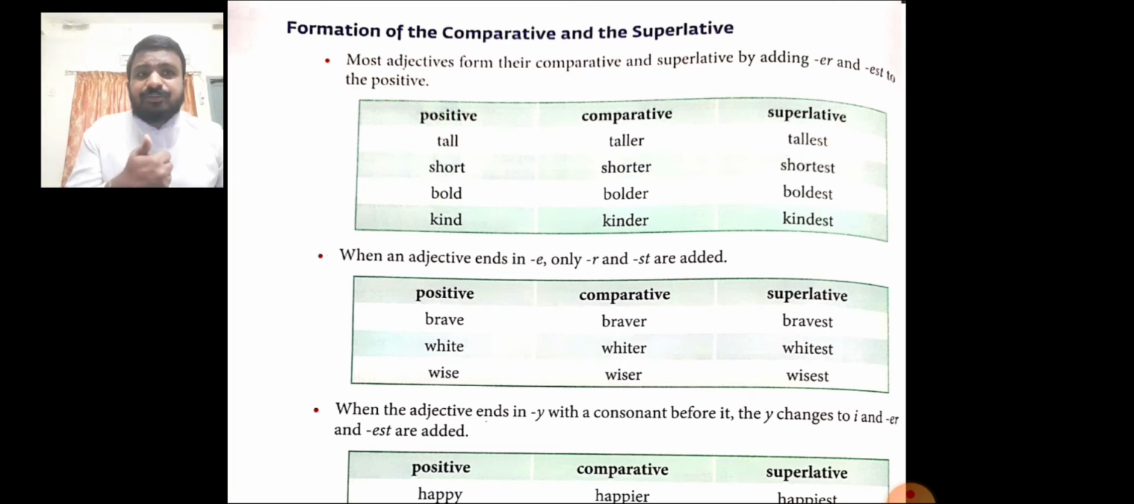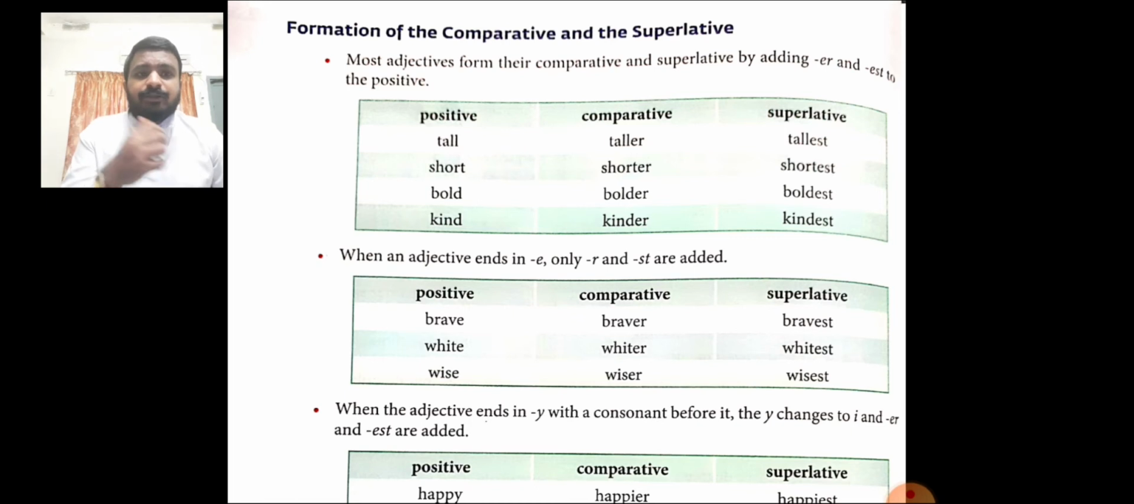Most of the adjectives, we can make the comparative and superlative by adding ER or EST. For example, tall, taller, tallest. Short, shorter, shortest. Bold, bolder, boldest. Or kind, kinder, kindest. Now, if the adjective ends in E, then only R or ST is to be added, since E is already present.